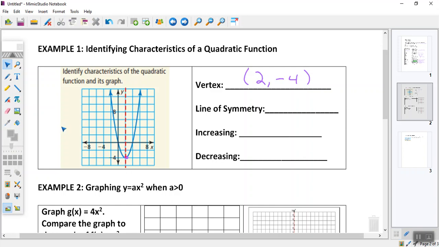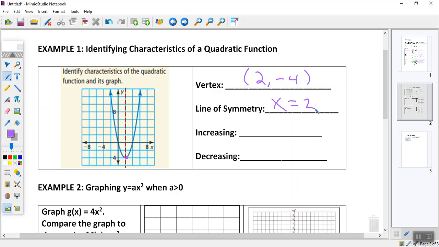Okay. Guys, lines of symmetry for all our parabolas are always going to cross the x-axis. And what x value does this cross at? 2. Okay, lines of symmetry are always written as x equals, it's a vertical line, 2. Guys, if I know the x value of the vertex, how does the x value of the vertex compare to the line of symmetry?